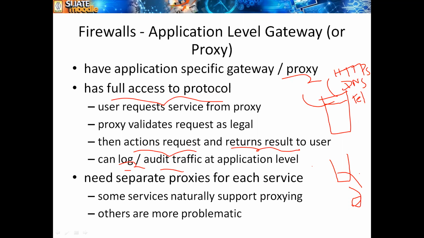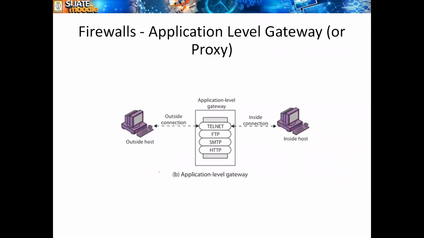Some services naturally support proxy, others are more problematic. For example, telnet we can block using the application gateway protocol. If an outside person tries to connect to telnet, they can't connect, because we block it using the application gateway. FTP, SMTP, and HTTP we can also allow.